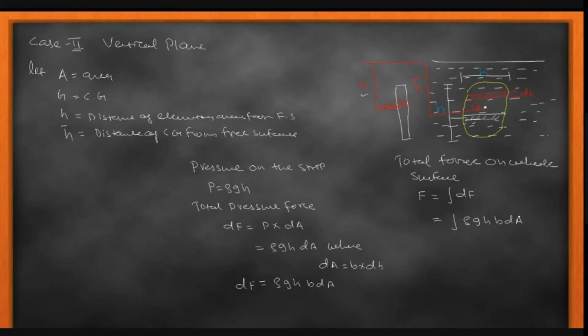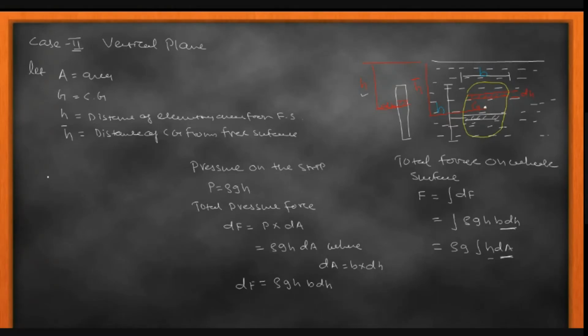What we get is that we need to integrate only over the area, because we know that rho is constant and g is constant, but there is h. So instead of this, we need to write only this h, so we need h into b dh, or we can write h into dA, because combined, b dh is dA. dA is the area of the surface and h is the height.